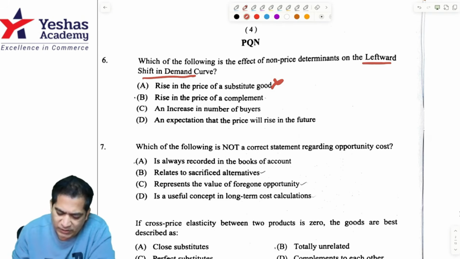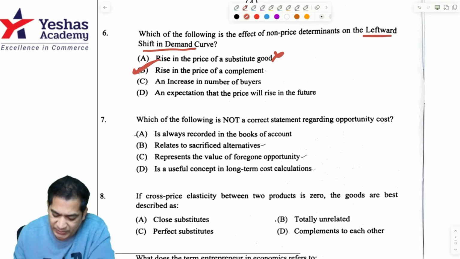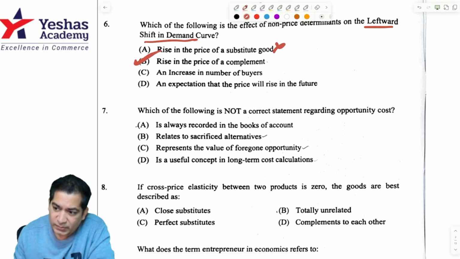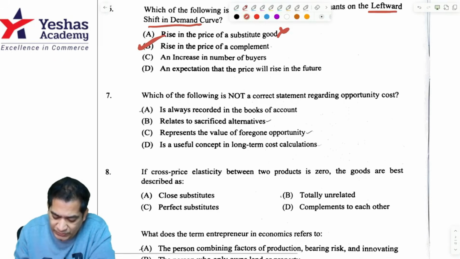So it will lead to a leftward shift. So B will be the answer. Increase in number of buyers will lead to rightward shift. Expectation that the price will rise in future, so demand will increase during the current time period. So again, rightward shift.